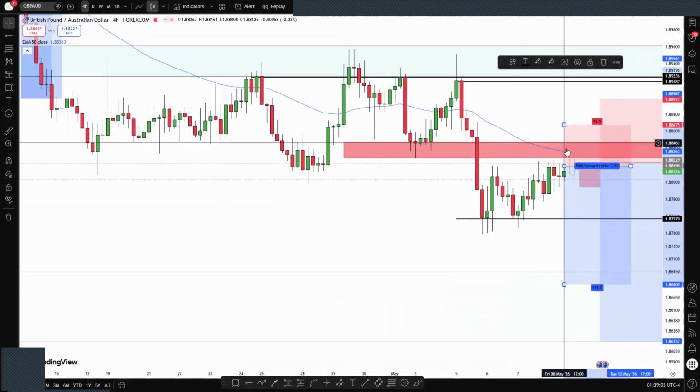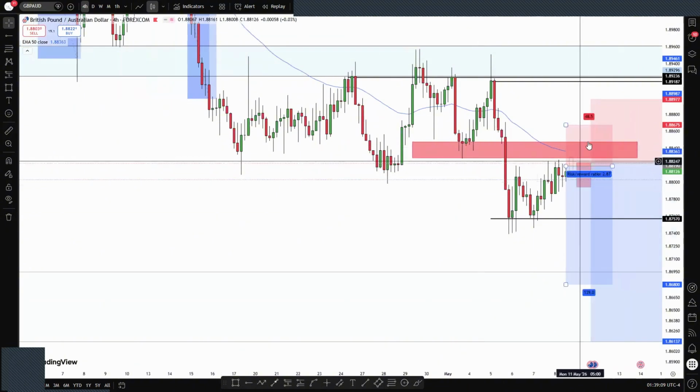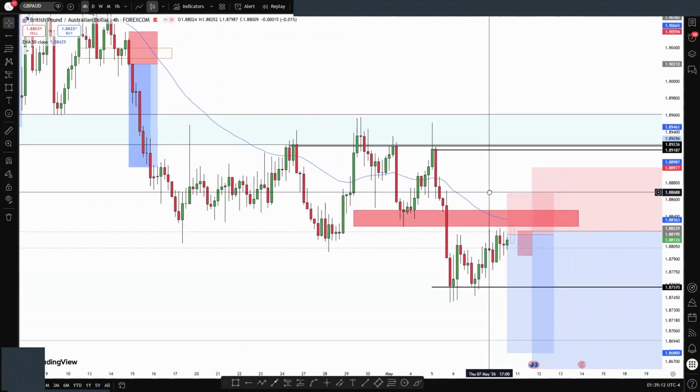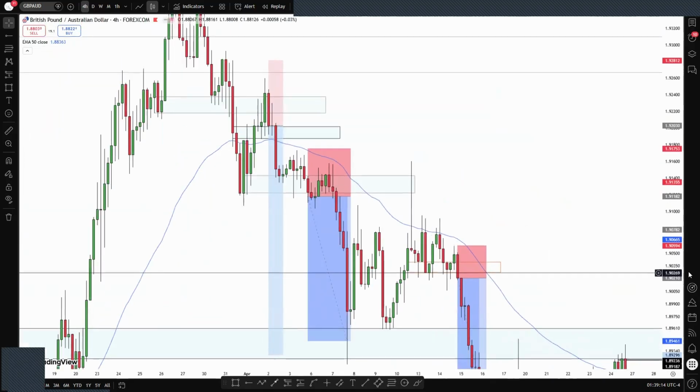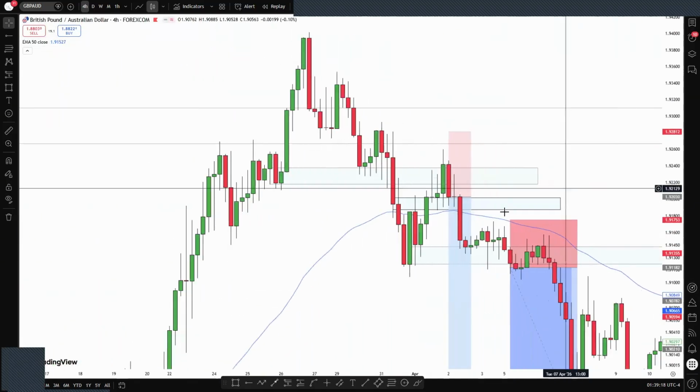But yeah, once price is here, it rarely sells off straight away. It will at least form some sort of rejection and price action somewhere here. So if you can even see this pair, the same thing here.